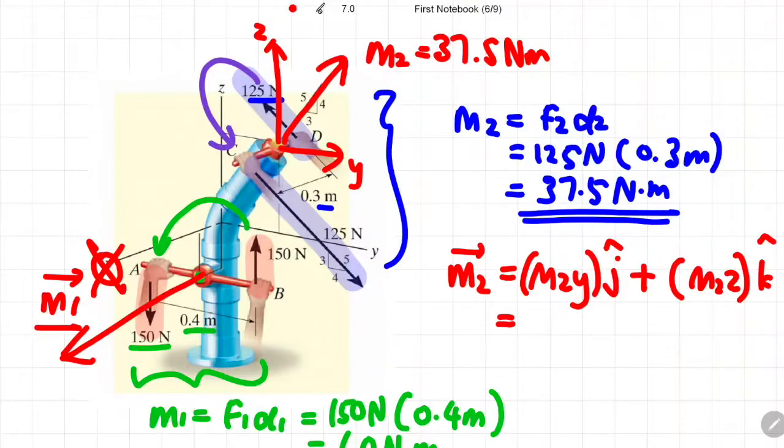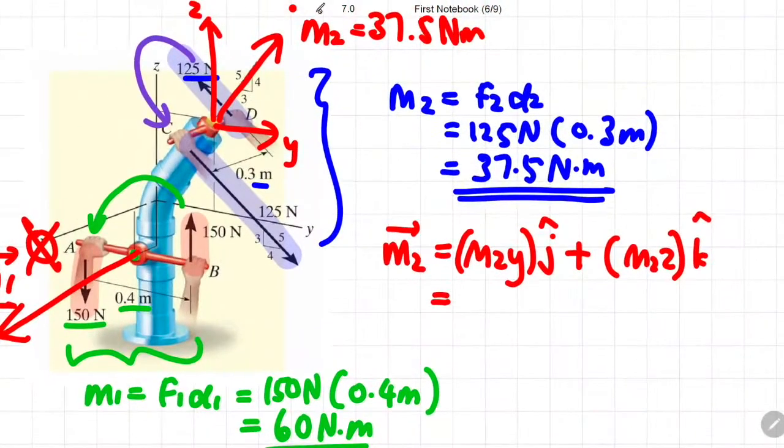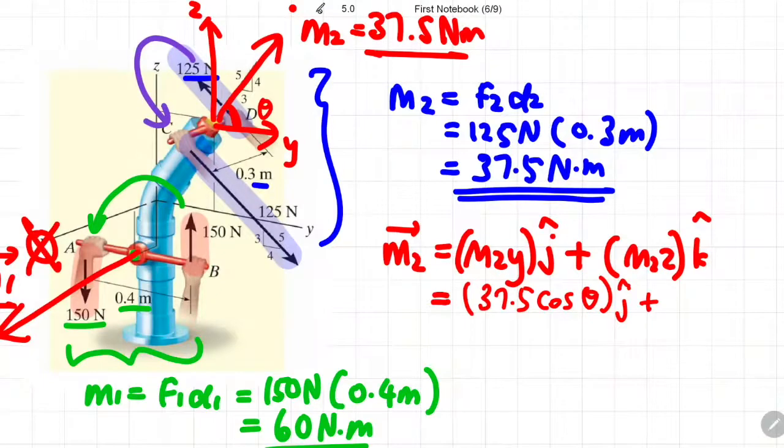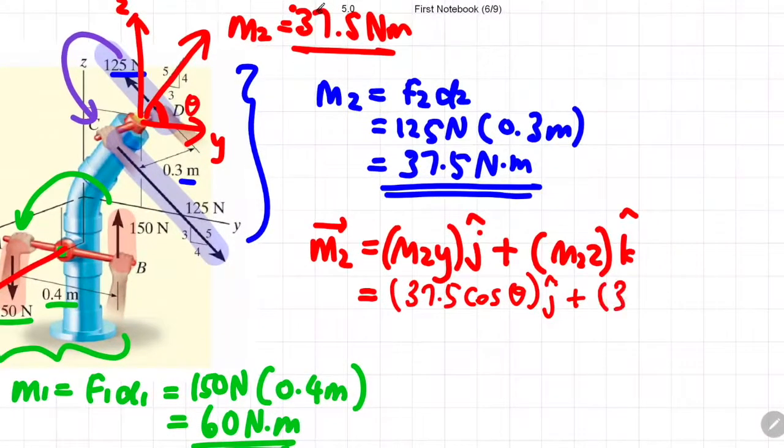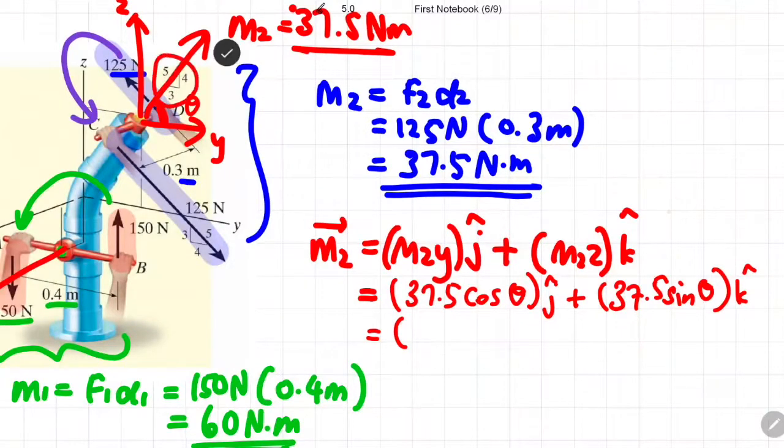Using the trigonometric function, the moment along the y direction can be calculated using 37.5 cos theta, if this is your theta, in the direction of j, plus M2 in the z direction is 37.5 sin theta, in the direction of k. So if I were to take out this little triangle over here, there are the 3, 4 and the hypotenuse is 5, then this angle would be theta.